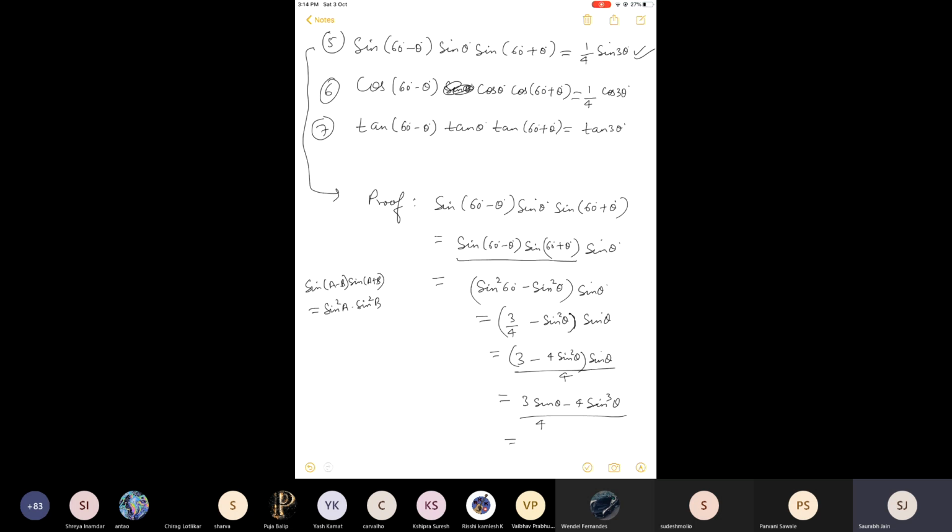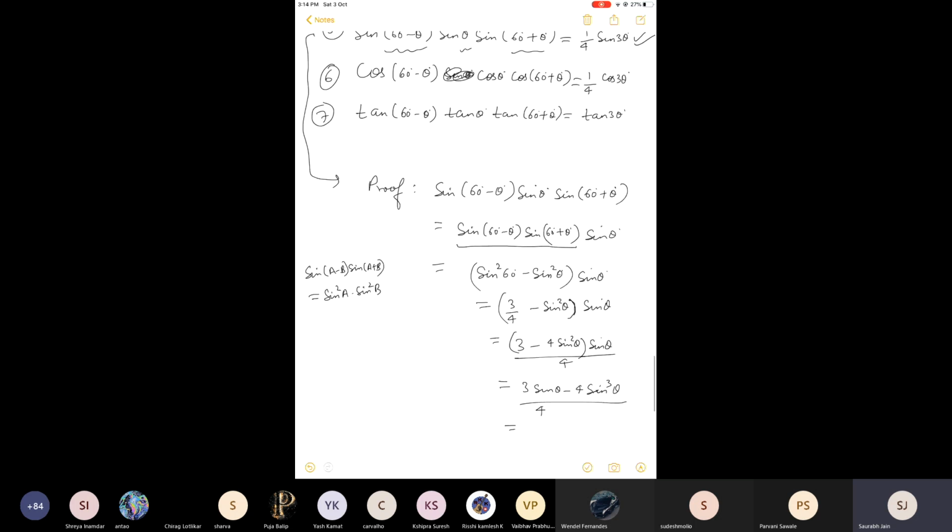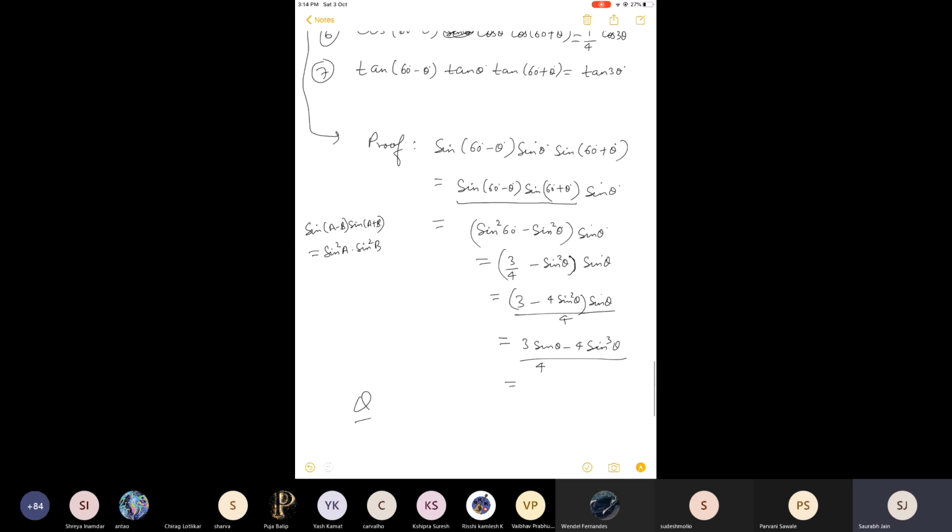Another important thing is the angles. If there is any one angle which we assume as theta, then one of them should be 60 plus that angle, and one of them should be 60 minus that angle. In that way you will have to compare it in the question. Let us see if we can find this in the coming question, whether we can compare it and find this value. Here it is, sine 3 theta by 4.